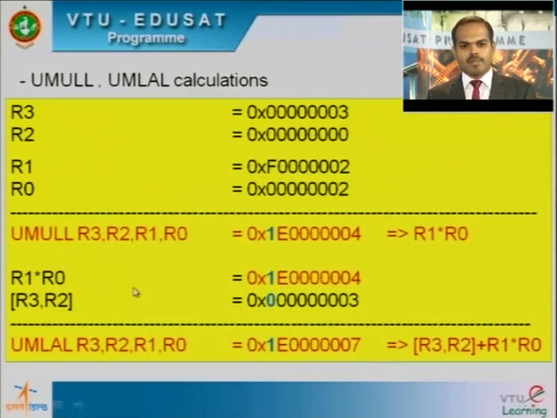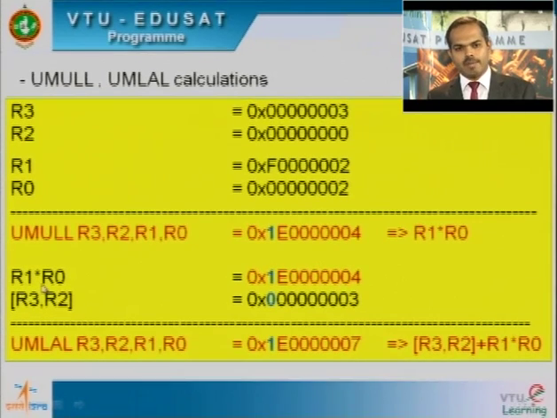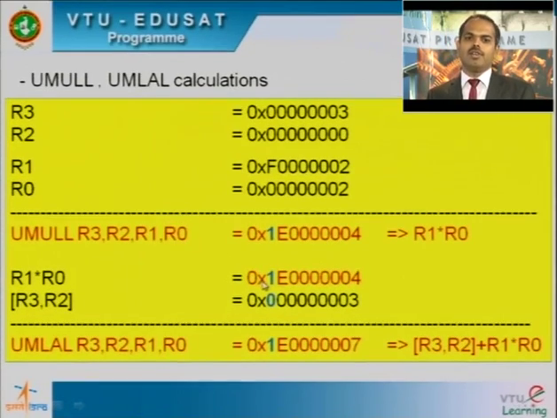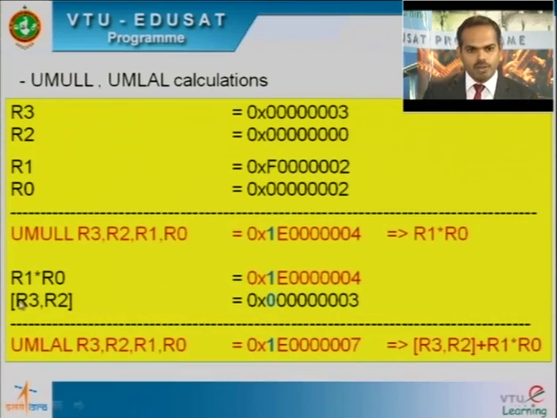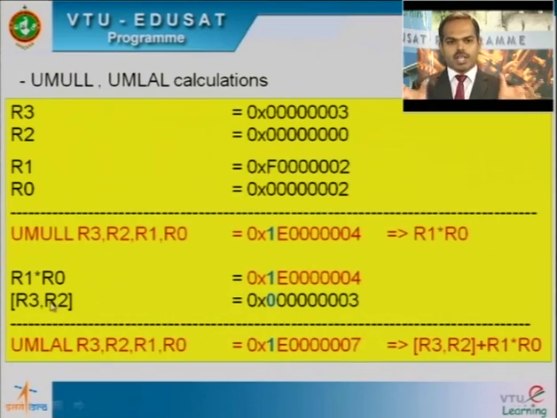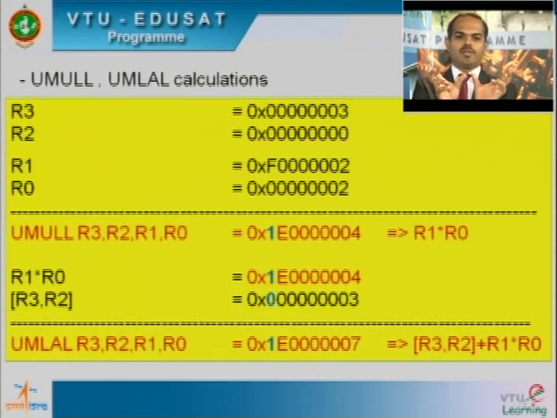Look at the next example, a continuation of this. R1 multiplied with R0. In the previous case, whatever result we got, that is 0x1e followed by 6 zeros and then 4. Now, this has to be added to the content of R3, R2. The content of R3, R2 is 0x0003. In this case, R3 forms the lower 32-bit value, R2 forms the higher 32-bit value. Together, R3 and R2 form the 64-bit value.